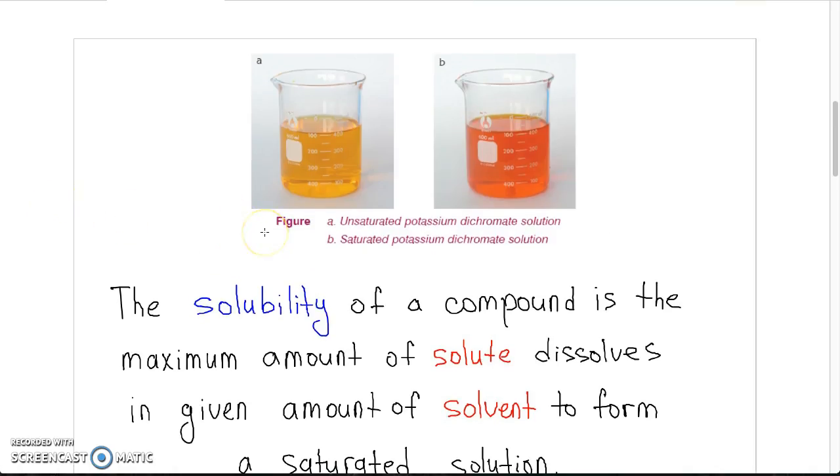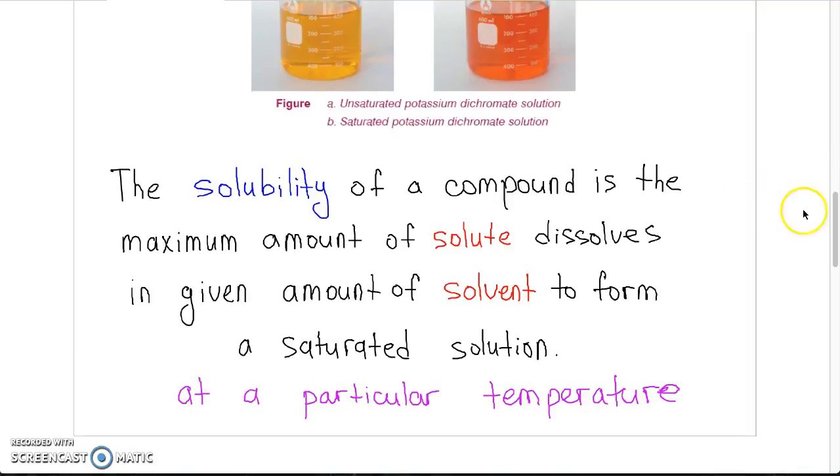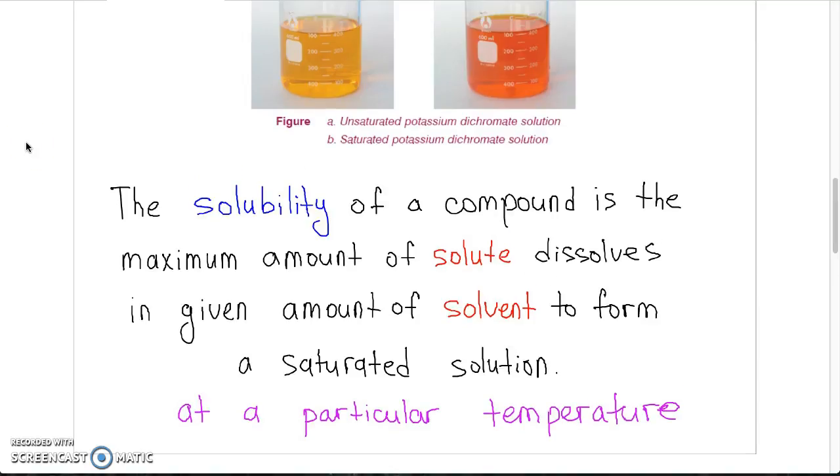Here in the figure you can see two examples of unsaturated and saturated solutions of potassium dichromate. Let's define solubility. The solubility of a compound is the maximum amount of solute that dissolves in a given amount of solvent to form a saturated solution at a particular temperature. Solubility data are usually reported in units of grams of solute per 100 grams of water.